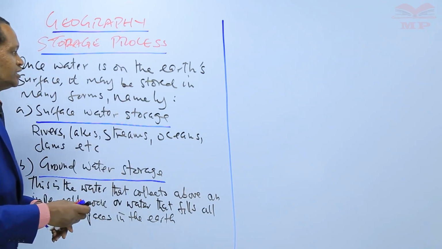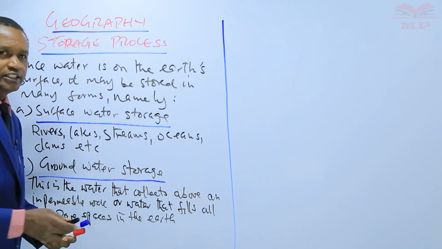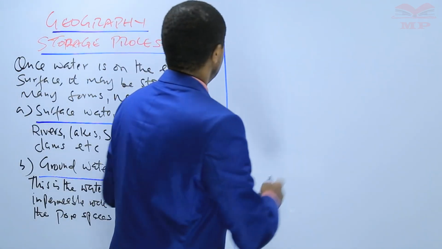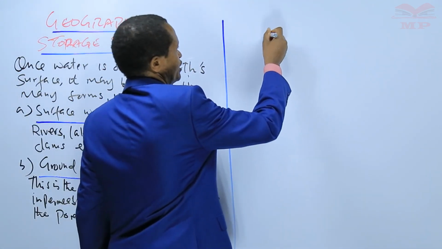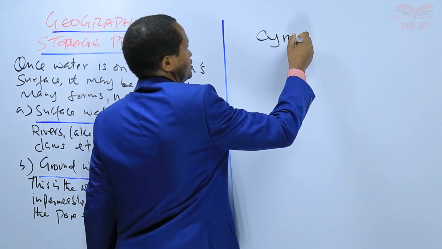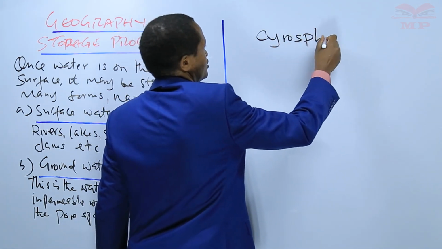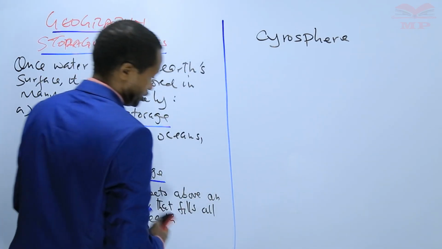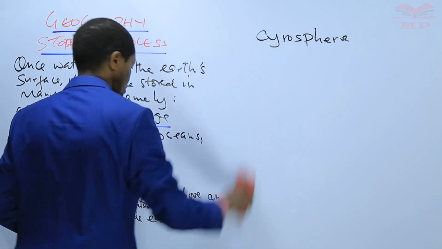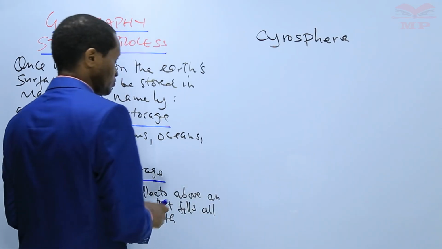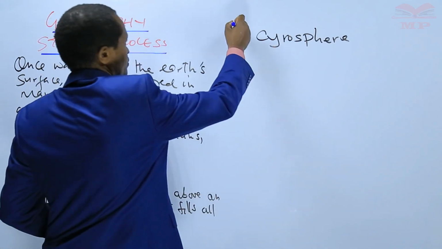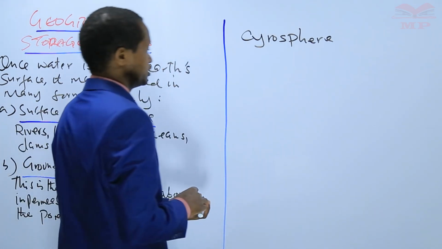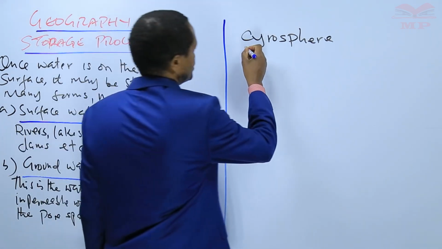Then the third storage, learners, is what we call the cryosphere. Number 3, cryosphere. This is another storage. Cryosphere.